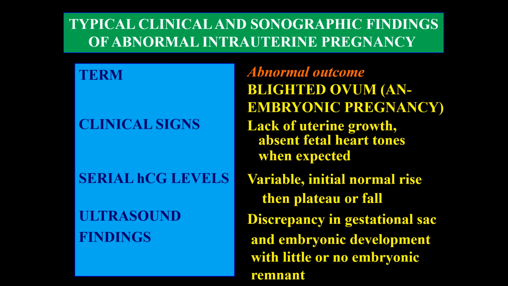Typical clinical and sonographic findings of abnormal intrauterine pregnancies. One of the abnormal outcomes is blighted ovum, which is also called an anembryonic pregnancy. There will be lack of uterine growth, absent fetal heart tones when expected. The beta HCG levels will be variable: initial normal rise, then plateau or fall, and there will be discrepancy in gestational sac and embryonic development with little or no embryonic remnants.